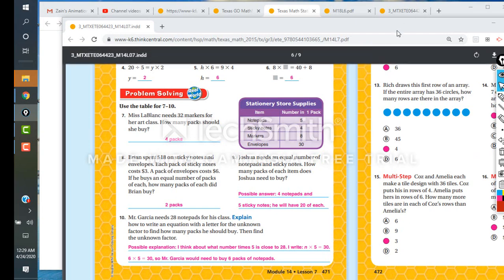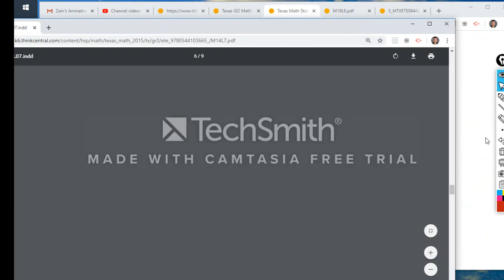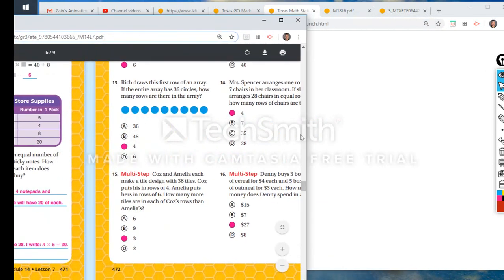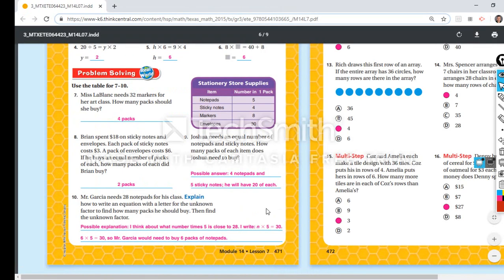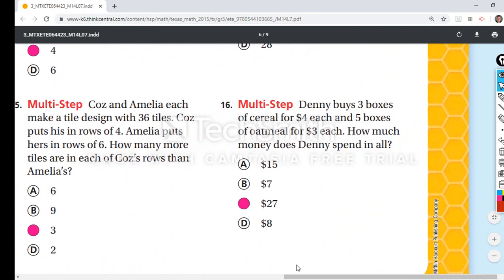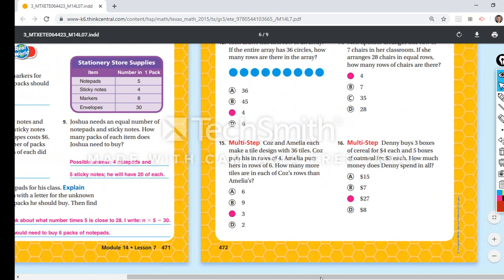Okay, it's not moving. Why? Oh, I see. It's not working. There we go. Sorry about that. I have to make it larger. Alright, let's get to it right now.